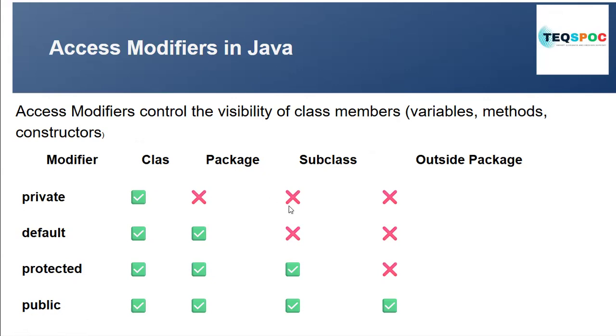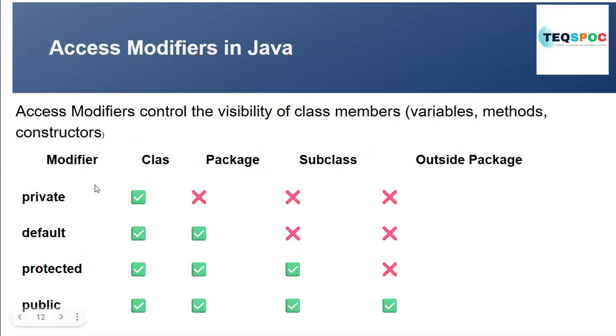Okay, so you can note this down, and you have to answer in this way when the interview asks you. If you make a variable, method, or constructor private, then you can access it only in the same class. You cannot access it in a different package, different subclass, or outside the package. Similarly, if you make a variable or method default, then it can be accessed in the same class and same package only, but you cannot access it in another subclass or outside the package.